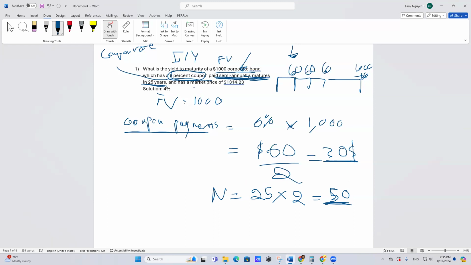It currently has a market price of 1314.23, right? So that is the present value, 1314.23. Okay, so put everything together. FV, you put 1000. If you put 1000 for that, remember to put the present value as a negative 1314.23. So two things you have already. Number of periods, that's three things you have, and then the coupon payment, which is PMT, right?